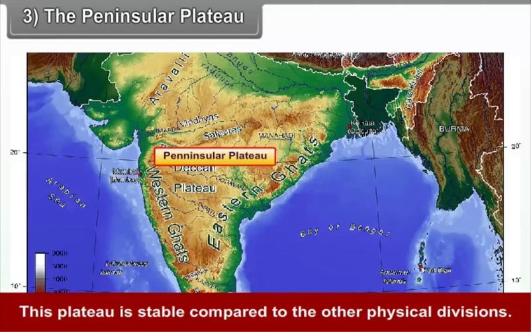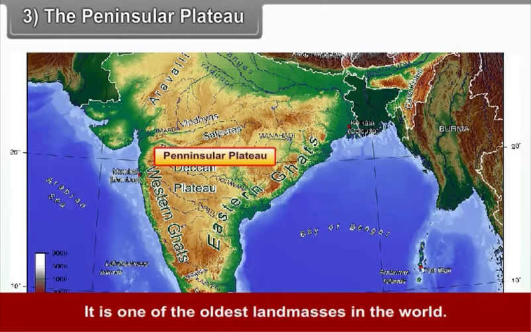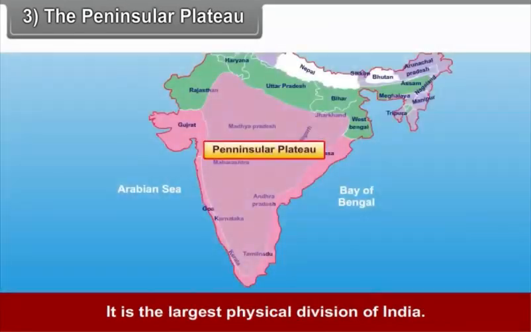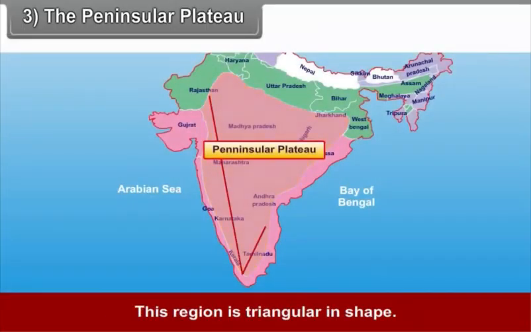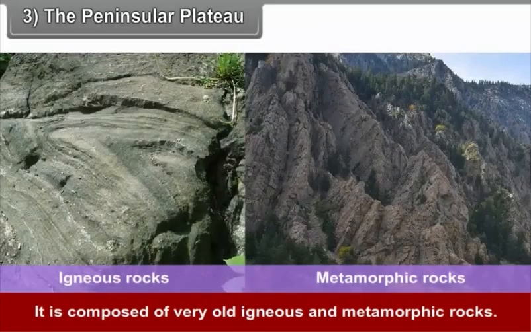3. The Peninsular Plateau. This plateau is stable compared to the other physical divisions. It is one of the oldest land masses in the world. It is the largest physical division of India. This region is triangular in shape. It is composed of very old igneous and metamorphic rocks.